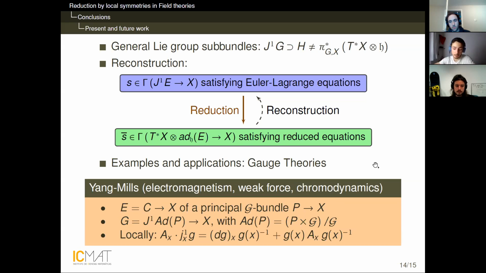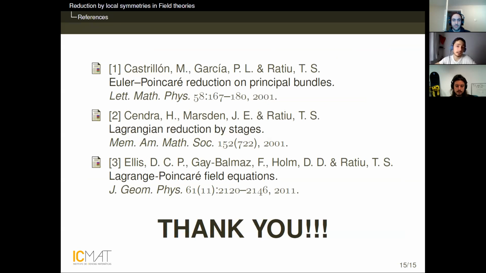So this would be all for today. Indeed, these are the main references, which are basically the articles of classical reduction in mechanics, this one, and in field theory, this couple of articles.